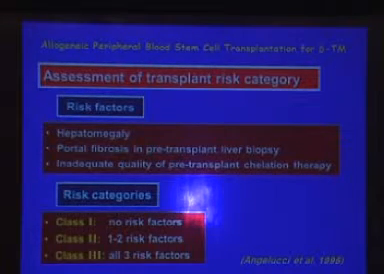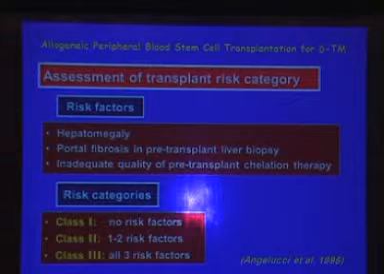Again, according to Lucarelli, beta thalassemia can be stratified into 3 risk classes according to the presence or absence of hepatomegaly, portal fibrosis, and history of inadequate chelation, where risk class 1 contains no risk factor, risk class 2 contains 1 to 2 risk factors, and risk class 3 contains all 3 risk factors.